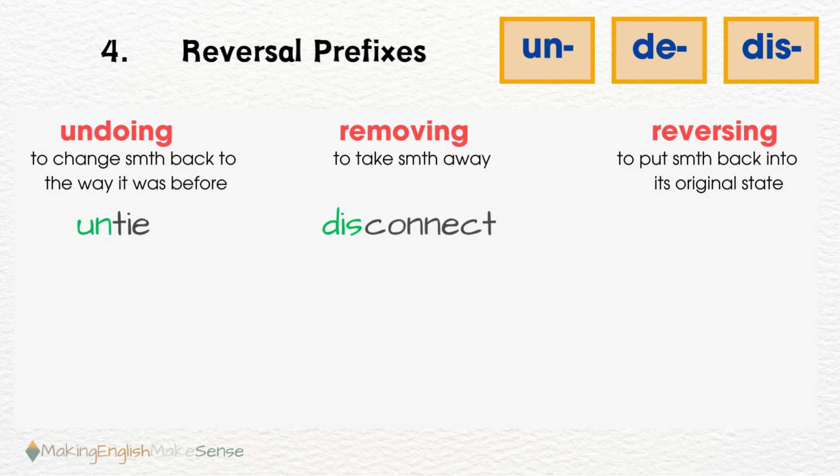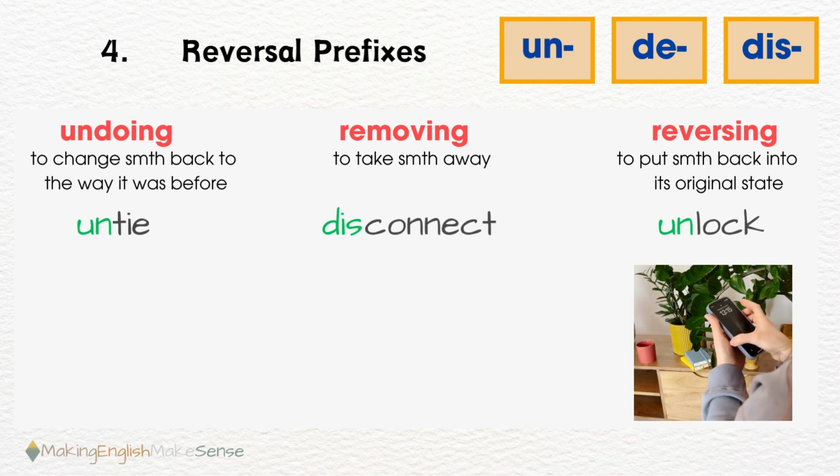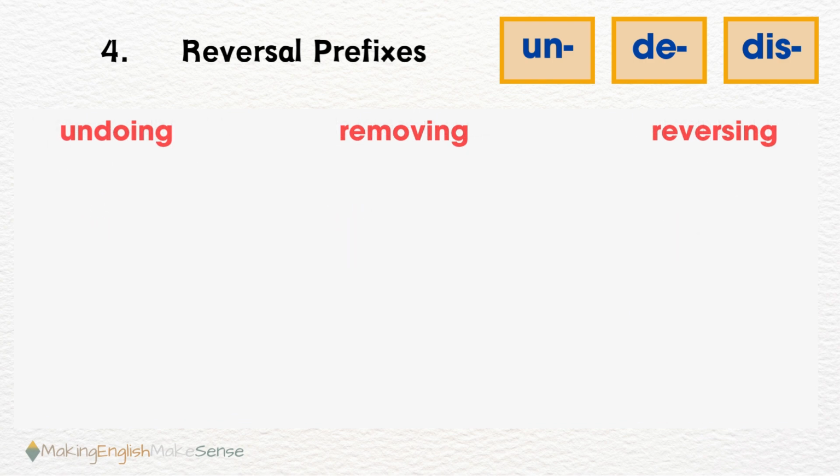Finally, reversing means to put something back into its original state. The prefix un in the word unlock has this meaning. For example, when we finish using our phone, we often lock it or put it into a locked state. When we unlock our phone, we are reversing the locked state and returning it to its original unlocked state so we can use it again.